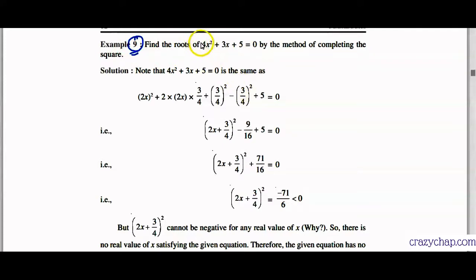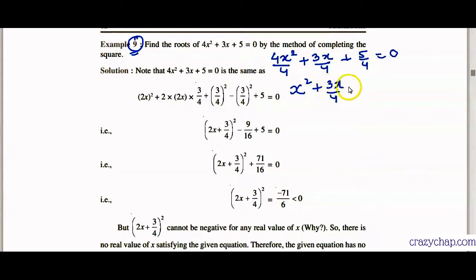Again the same thing. Whatever the x square coefficient is, you have to divide by that so that you get 1 as the x square coefficient. So 4x square over 4 plus 3x over 4 plus 5 over 4 equal to 0 over 4, which is 0. So basically we get x square plus 3x over 4 plus 5 over 4 equal to 0.